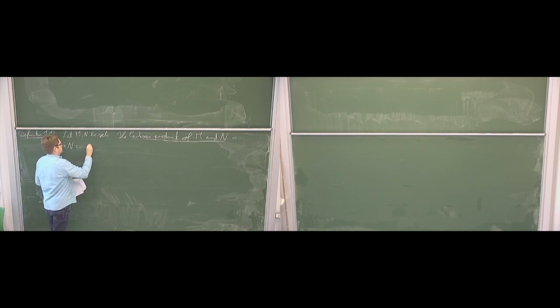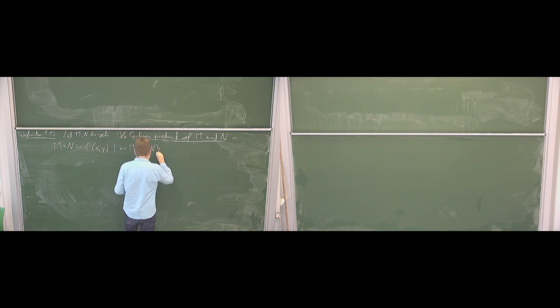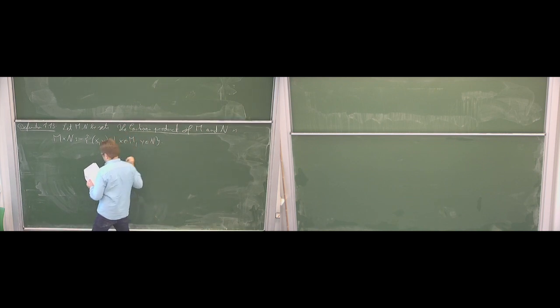Okay, the Cartesian product of M and N is another set denoted by M times N, which is simply defined as the set of pairs x, y, which we just write in this tuple way, such that x is in M and y is in N. So just formally write them as pairs here.